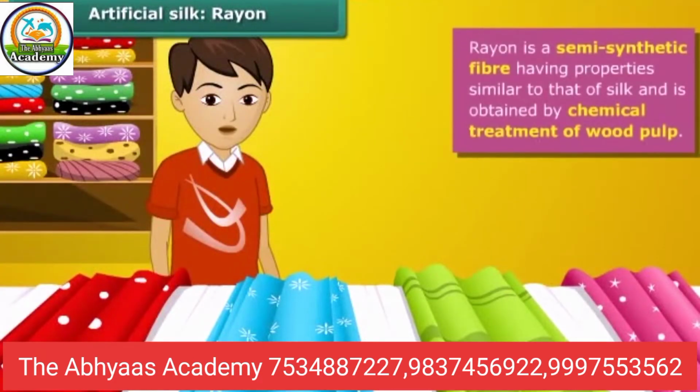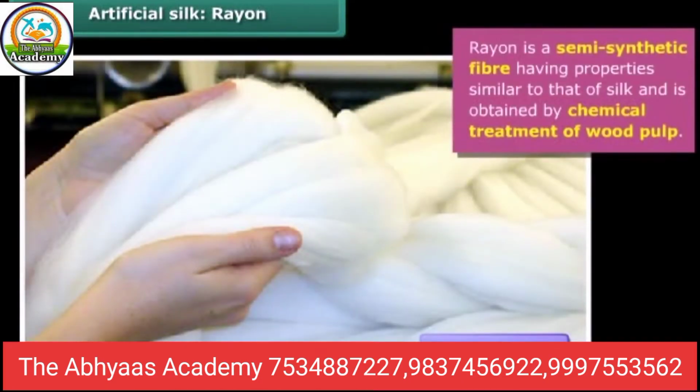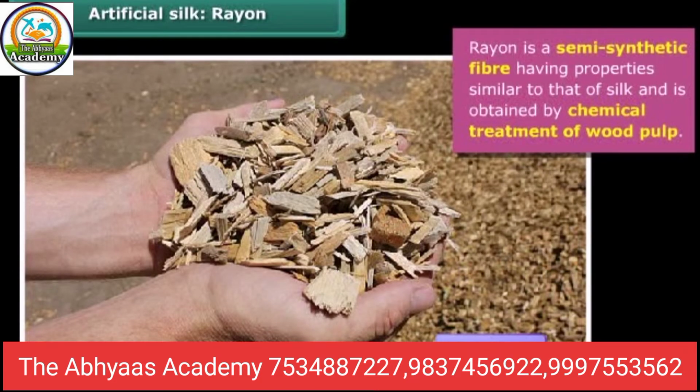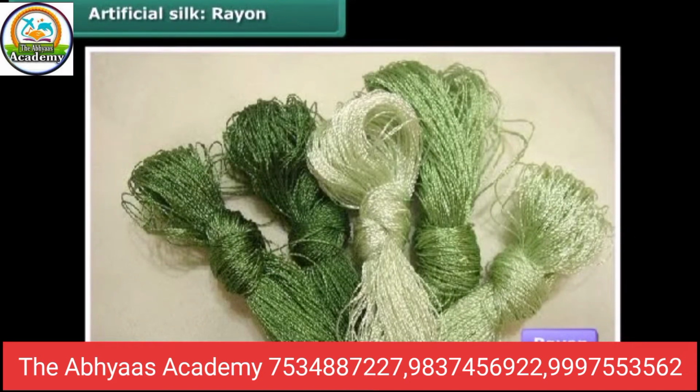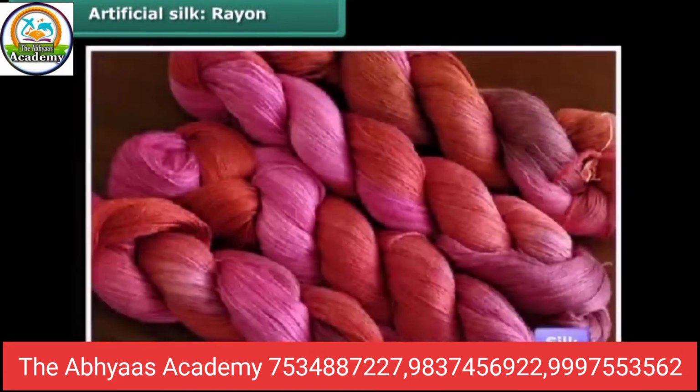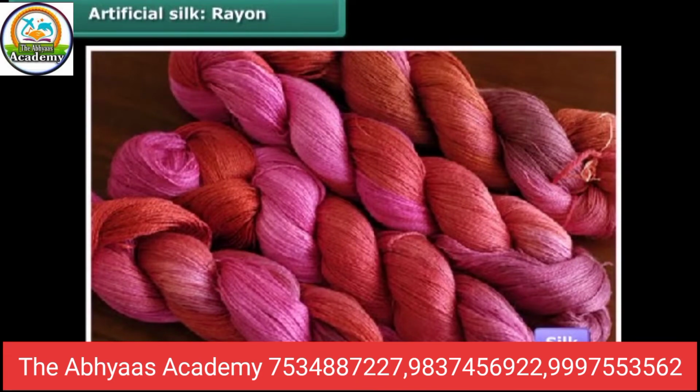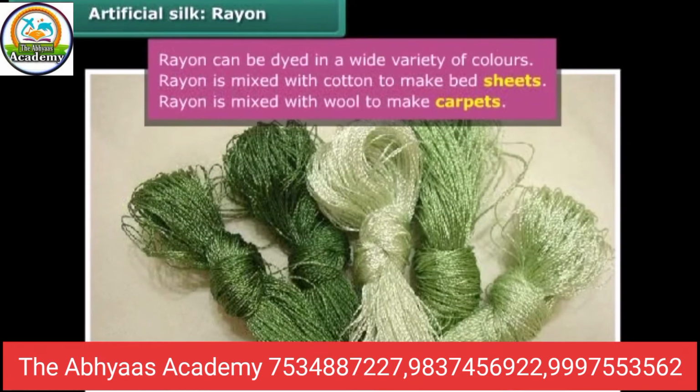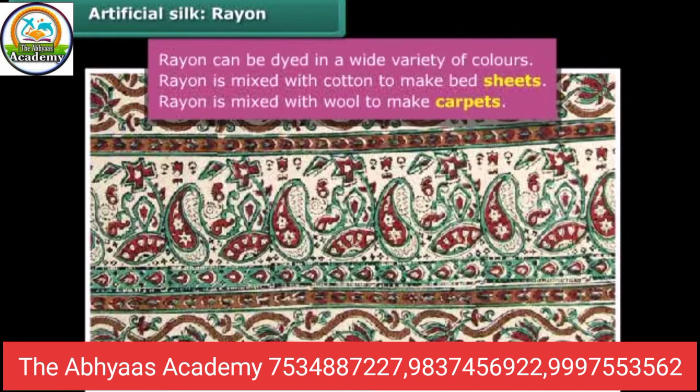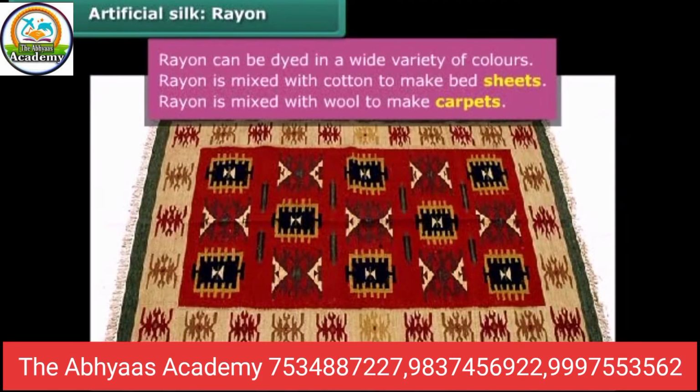Do you know that Rayon is a semi-synthetic fiber having properties similar to that of silk? Can you guess why it is called a semi-synthetic fiber? It is a man-made fiber obtained by chemical processing of wood pulp, which is a natural resource. Do you know that Rayon is also known as artificial silk? It is cheaper than silk but resembles it. It can be woven like silk fibers and dyed in a wide variety of colors. Rayon can also be mixed with cotton to make bed sheets or mixed with wool to make carpets.